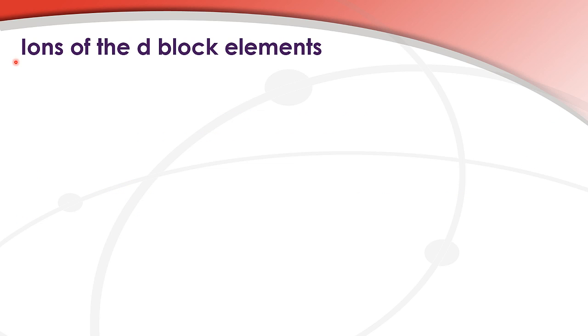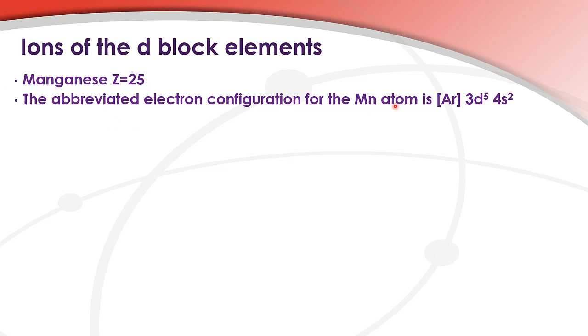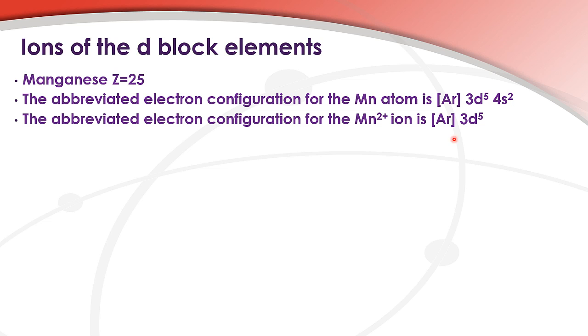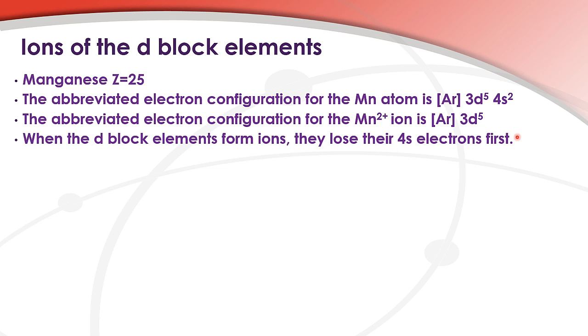Ions of the d block elements. Let's start by looking at manganese, atomic number 25. Here's the abbreviated electron configuration for the manganese atom, Ar 3d5 4s2. Now, the abbreviated electron configuration for the Mn2+ ion is Ar 3d5. So that shows that when d block elements form ions, they lose their 4s electrons first, which you can see in this case. The first electrons to be lost are these 4s electrons here.